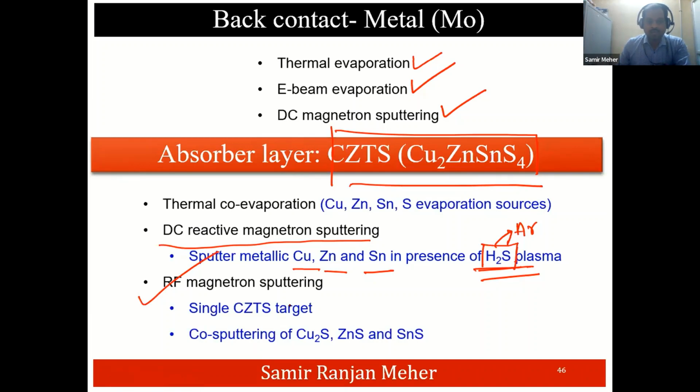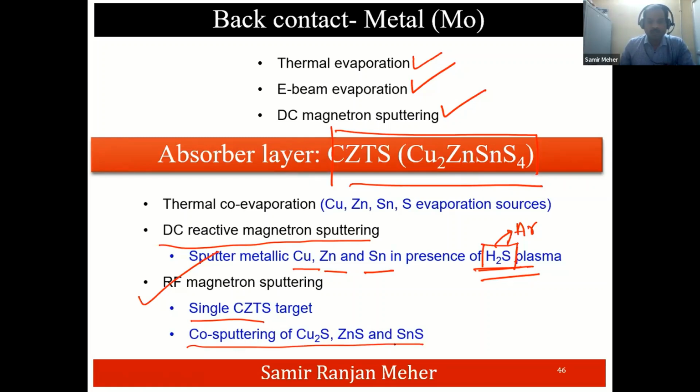A better way is to go for RF magnetron sputtering, where you use a single copper zinc tin sulfide target. But the limit here is that there are not enough parameters to play with the stoichiometry. Everything is already present in the target, so we cannot change the stoichiometry of the target, which will carry over into the films.